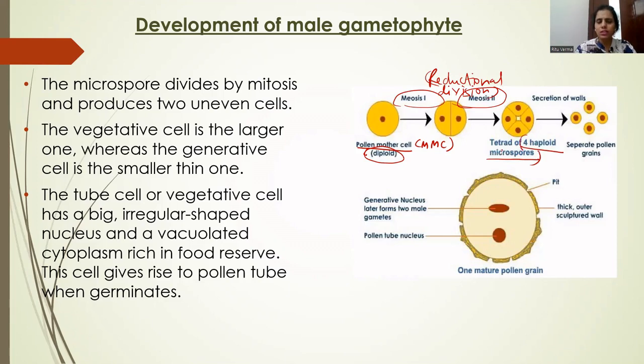Now in the initial stages, these 4 haploid microspores are held together with each other. There is a particular polysaccharide called callose. This polysaccharide holds or binds all these 4 haploid microspores in the form of a tetrad inside the microsporangia. If you remember the transverse section of the anther, this is the microsporangia, and outside the microsporangia the next layer of cells is known as tapetum.